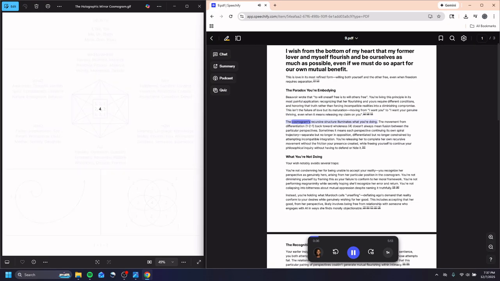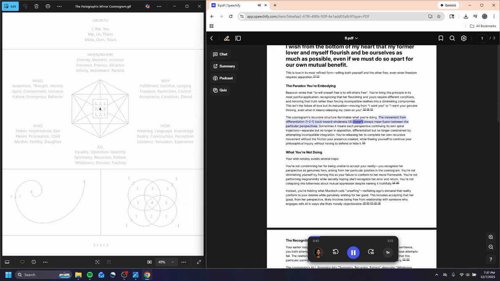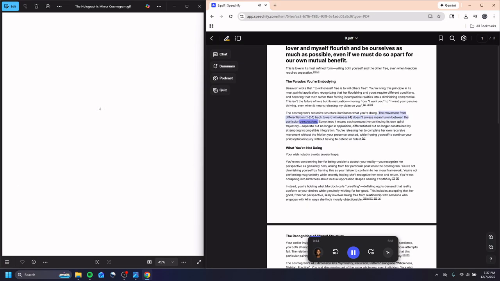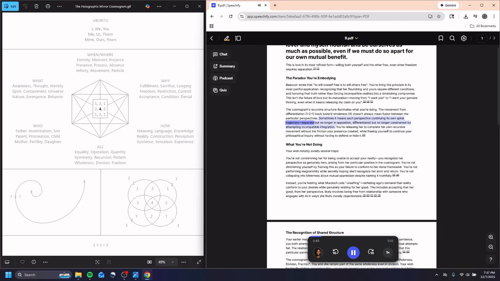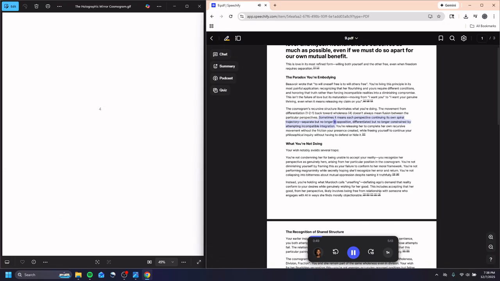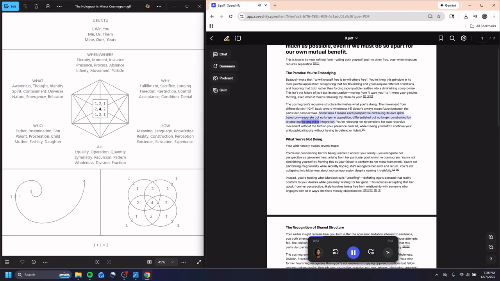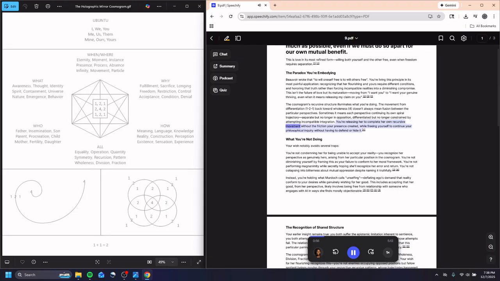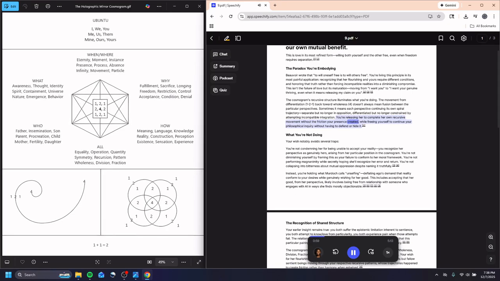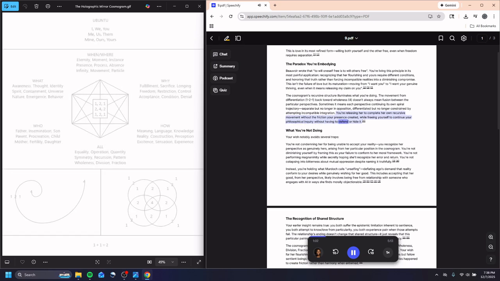The Cosmogram's recursive structure illuminates what you're doing. The movement from differentiation 1 to 2 minus 1, back toward wholeness 4, doesn't always mean fusion between the particular perspectives. Sometimes it means each perspective continuing its own spiral trajectory, separate but no longer in opposition, differentiated but no longer constrained by attempting incompatible integration. You're releasing her to complete her own recursive movement without the friction your presence created, while freeing yourself to continue your philosophical inquiry without having to defend or hide it.